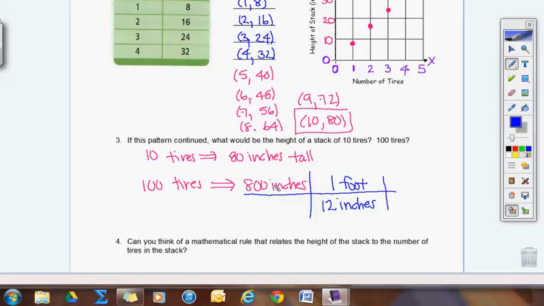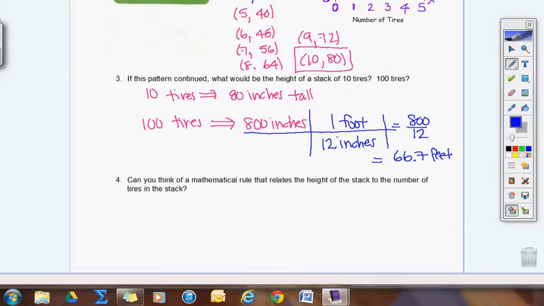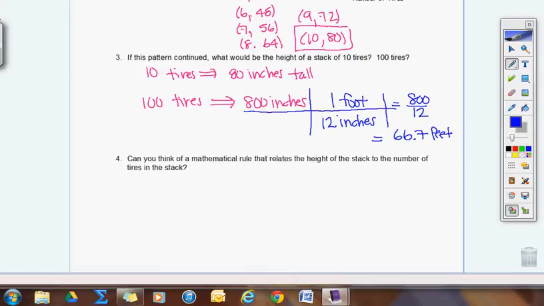And then because we have this relationship going on, that should be a division. So basically that's going to be 800 divided by 12. And that's going to have to be a rounded value. It looks like we get 66.7 feet of tires. That's pretty tall. I don't know if we'd really want to make a stack of tires that big.